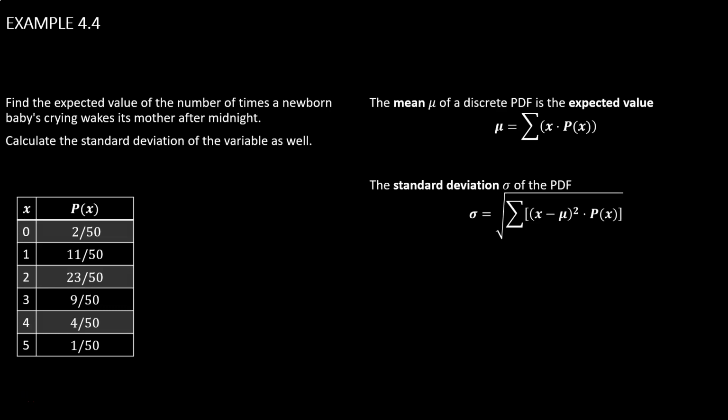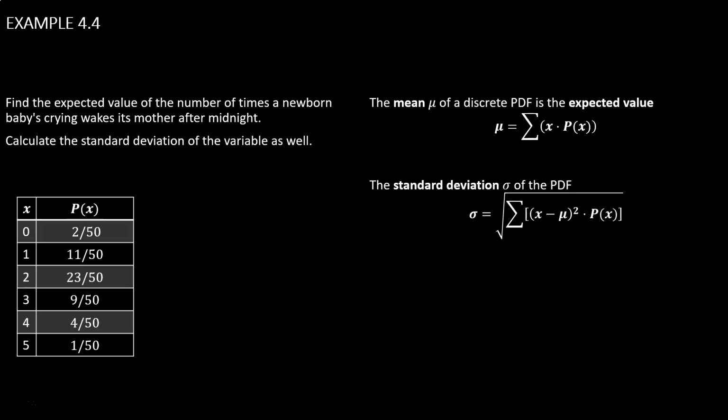We're looking at a probability distribution table for the data that came from a survey where moms were asked, how many times do you wake after midnight due to your newborn baby crying? We see the variable values range from 0, 1, 2, all the way up to 5. So at the very least, the mom does not wake up at all. That would be x equals 0. At the most, we have some moms waking up 5 times after midnight each night because of their baby crying.